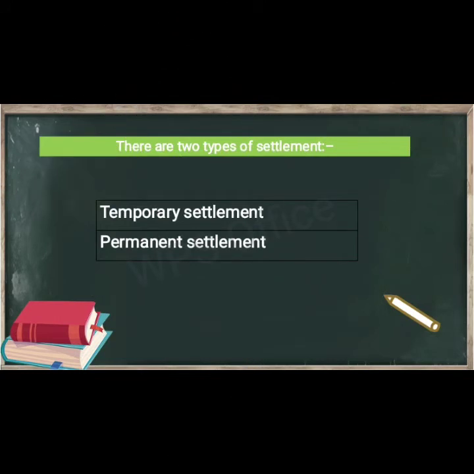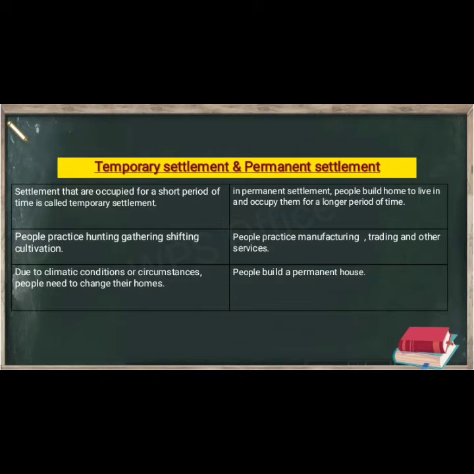There are two types of settlement. The first is temporary settlement and the second is permanent settlement. Let's see these settlements in detail and understand them. Here is the difference between temporary and permanent settlement. Settlements that are occupied for a short period of time are temporary settlements, and the settlements where people build homes to live in and occupy them for a long period of time are permanent settlements.